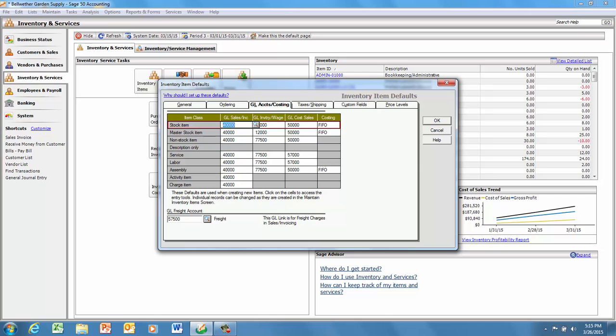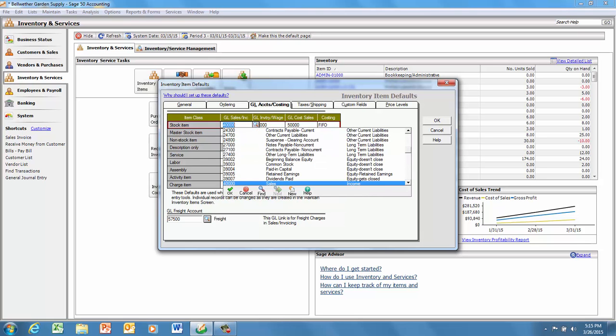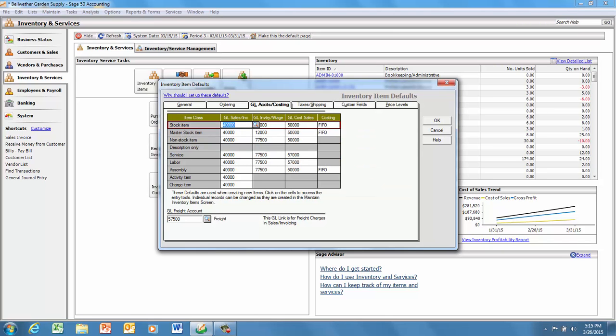This next tab is where we put in our default account numbers. So when we sell inventory, what account do we want to credit? And so we're using 40,000, which is sales. Now, each inventory item, as we put it in, we can change the sales number if we want to. But this is just saying it's going to bring this up as being the default. So if you have defaults in there, you don't have to put these numbers in each and every time, just the ones that are different.